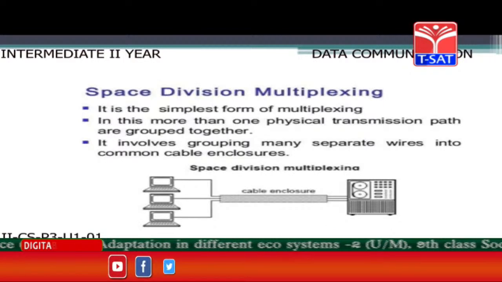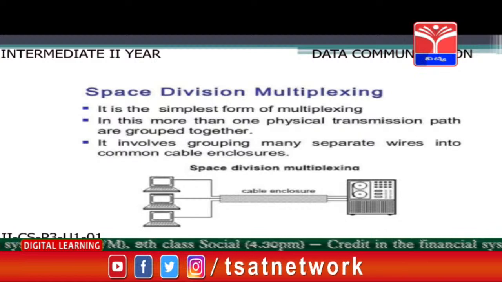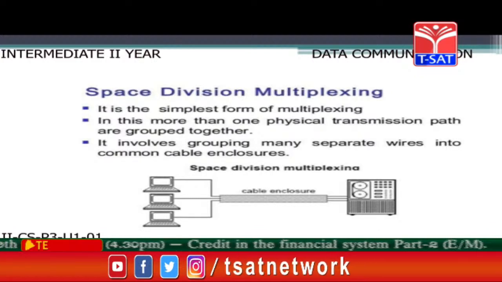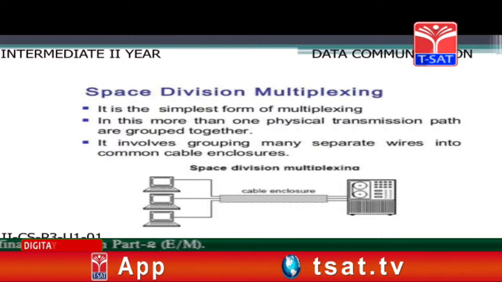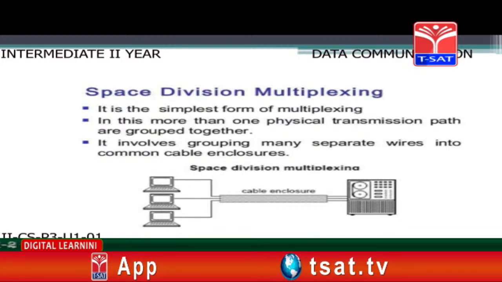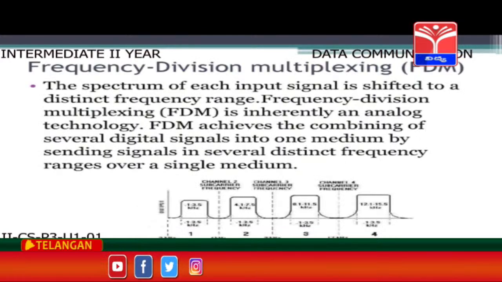Space division multiplexing is the simplest form of multiplexing. In this, more than one physical transmission path is grouped together. It involves grouping many separate wires into common cable enclosures.